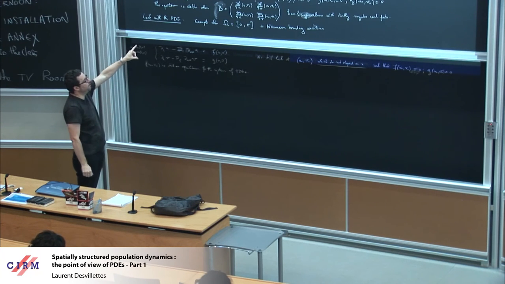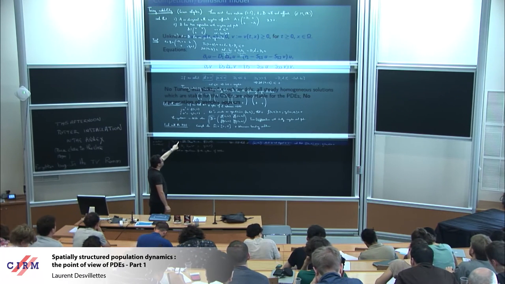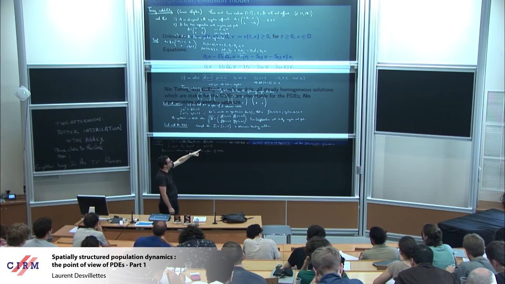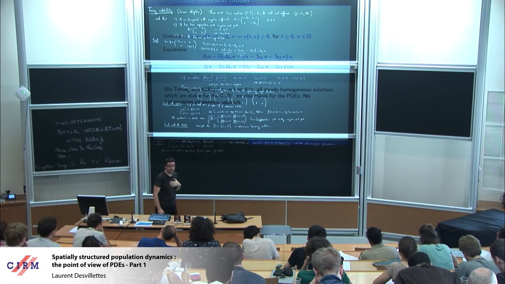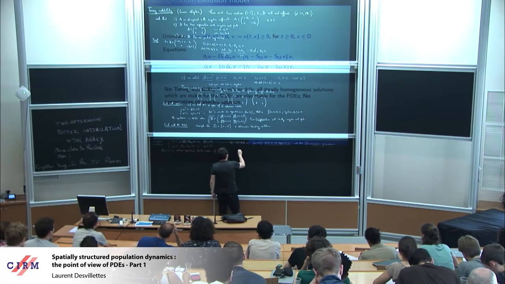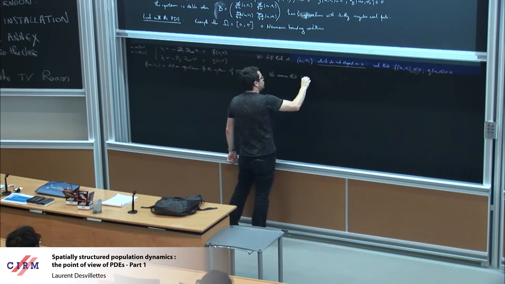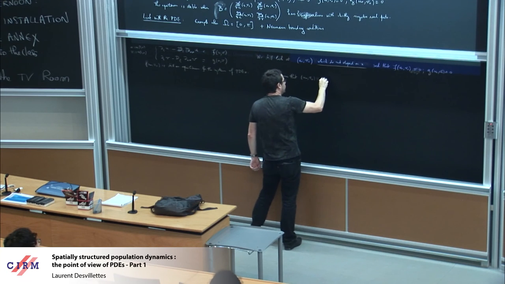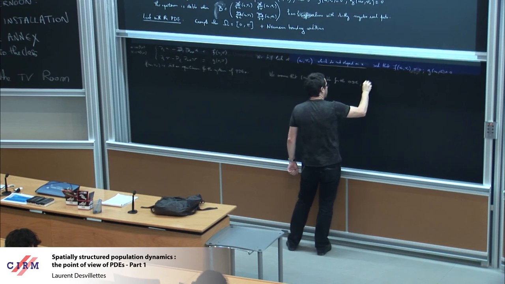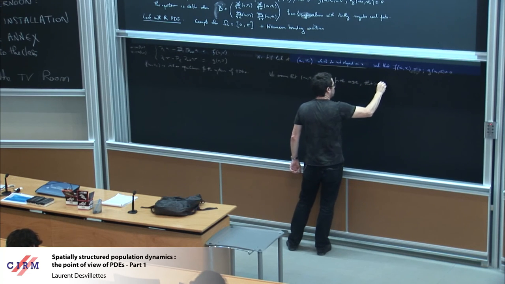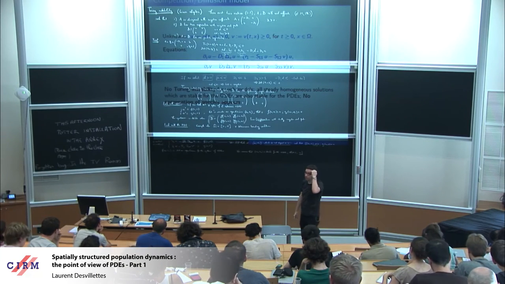And we will also make the assumption that the equilibrium is stable for the ODE, which means that B has two eigenvalues with strictly negative real parts, which is exactly assumption two above. So we assume that U0, V0 is stable for the ODE. That is assumption two in the upper board, okay?